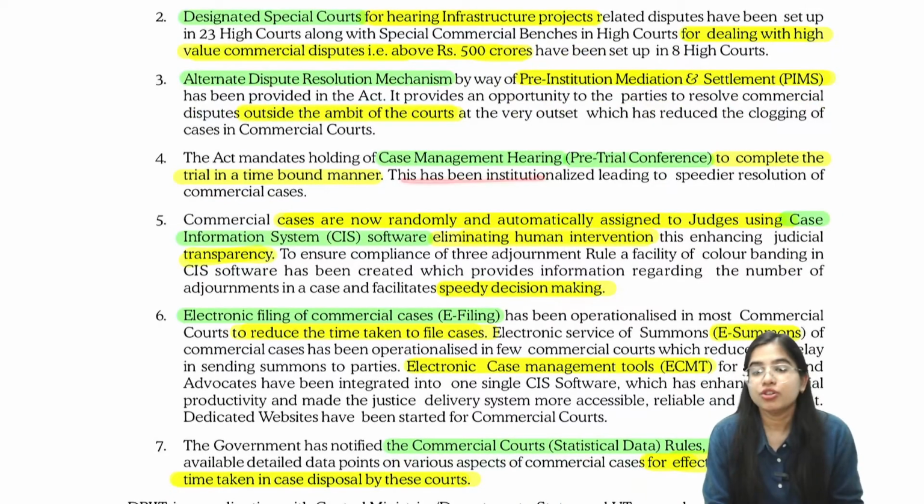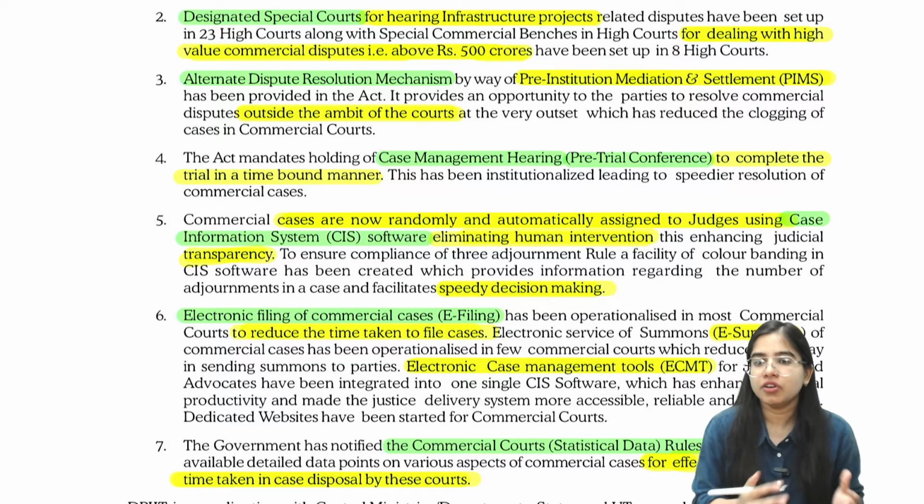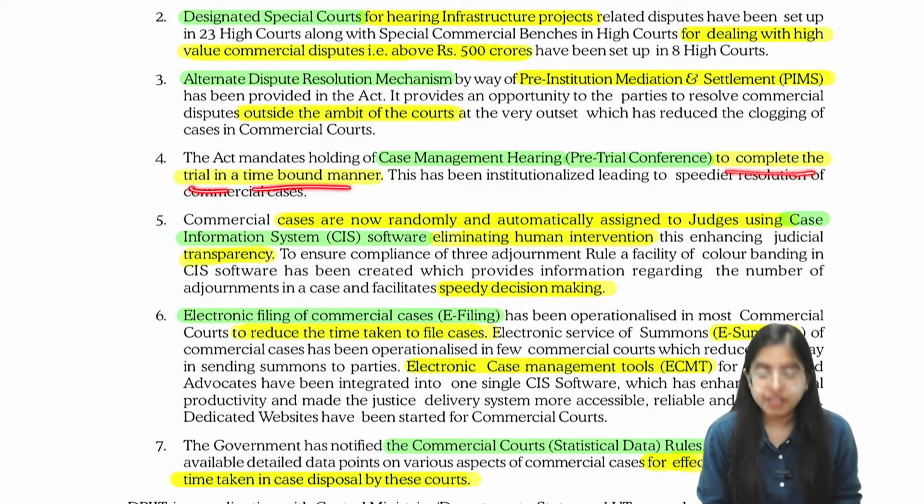Next, you should hold a case management hearing. What is a case management hearing? Like a pre-trial conference, a meeting, a kind of before trial, before the actual hearing. Why? To complete the trial in a time bound manner.